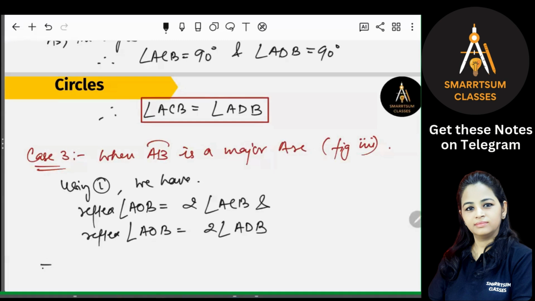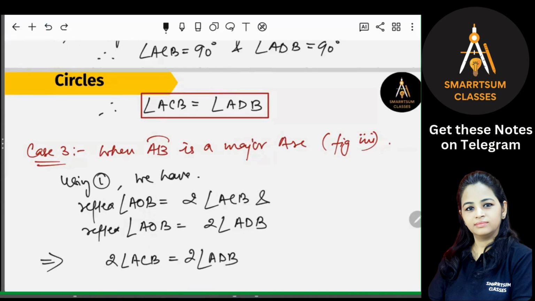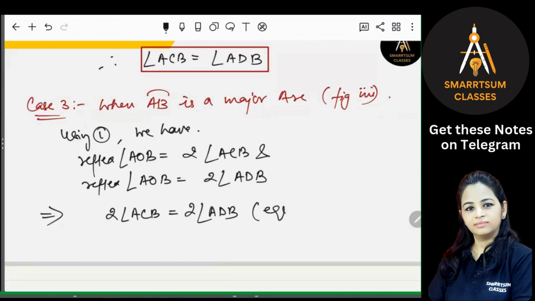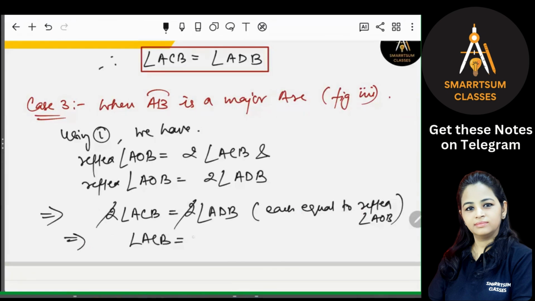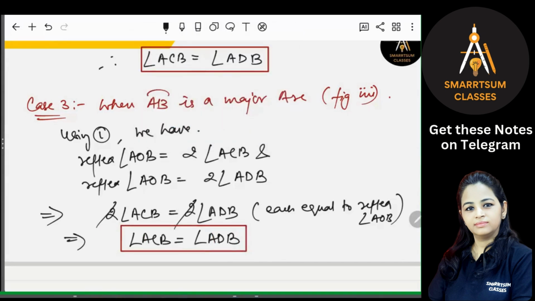Is that clear? That means what? From these two, can we write that twice angle ACB is equal to twice angle ADB? Because both are equal to the same thing. Yes or no? Getting that? So we can write it, each equal to reflex angle AOB, right? So from here we can say that this 2 will cancel. Angle ACB is equal to angle ADB, right? So again, now in this third case also, we have proved that these two angles are equal.